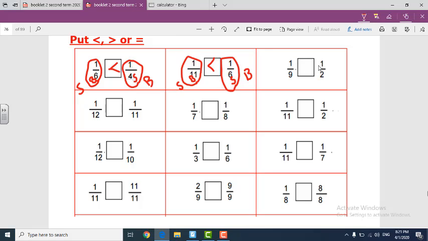Here 1/9 and 1/2. Here 9 is a big number and 2 is a small number. Because of the crazy man, here the whole fraction is big. And here the 9 is big, but because of the crazy man in the denominator, the whole fraction is small. So 1/2 is bigger than 1/9, and so on.